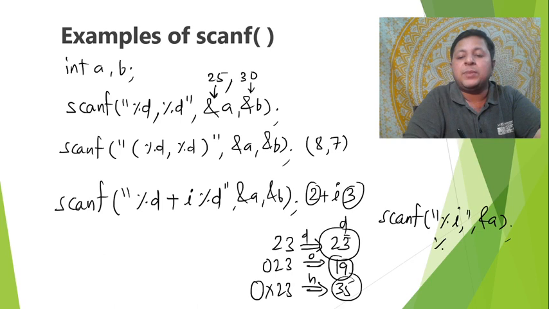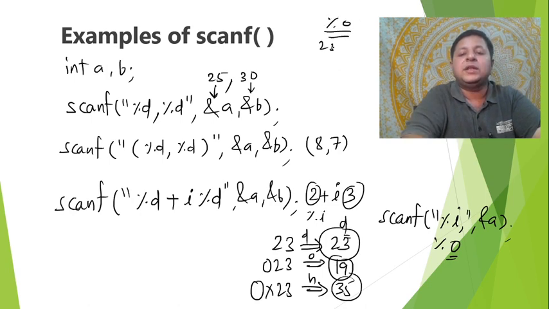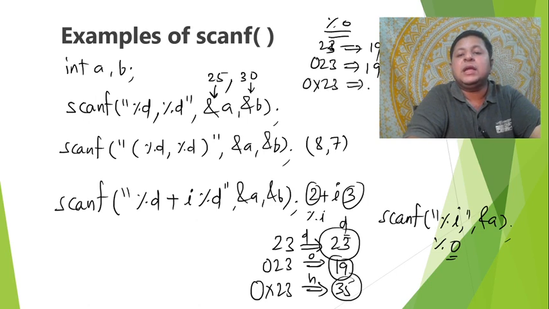Now if I use only %o, then what will happen? This is for %i. If I use %o, 23 will go as 19. You know why? Because even if I write 23 without prefix, I know it's octal, so it will be read properly. If I put 023, great, it will obviously be octal. But if I do 0x23, it will be garbage. Okay, it's going to read nothing. I'll just put 0, but it is garbage.